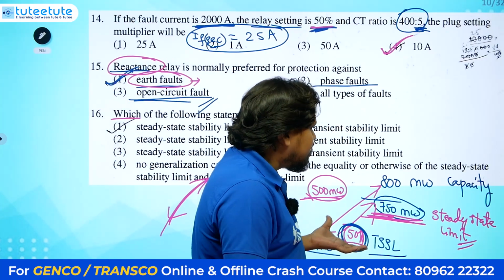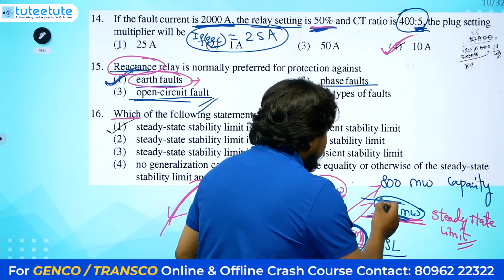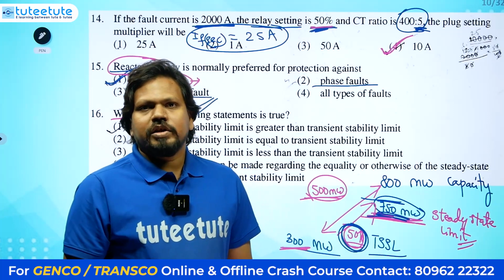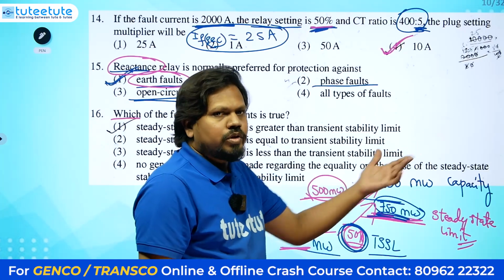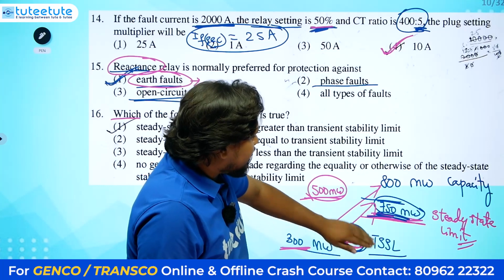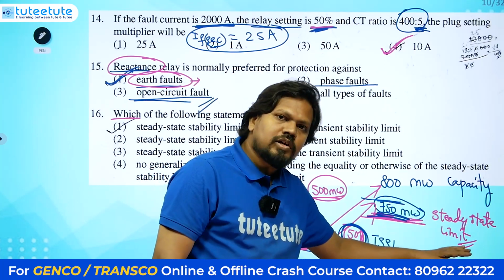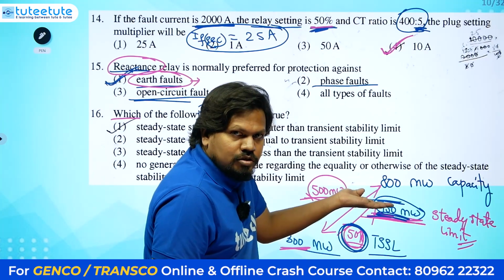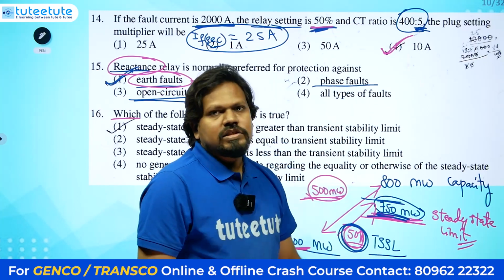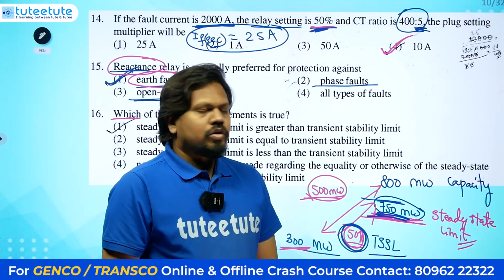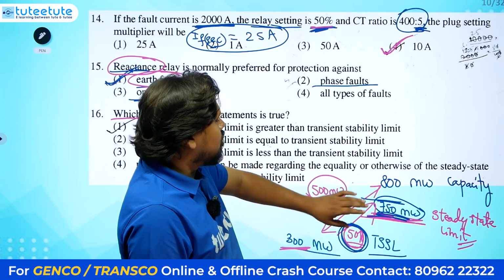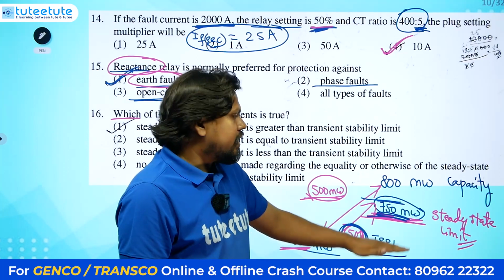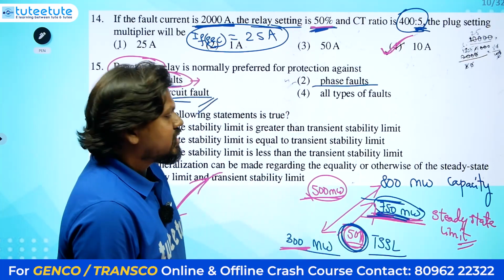Okay, what is steady state stability? You see, this much is the steady state stability for the generator, and transient state stability is a lesser value. So steady state stability is the maximum. But is there any possibility that transient state stability equals steady state stability? It's not possible, because if you increase the 450 at a time, it will directly go out of swinging. So the transient state stability should always be a very small value, and it has to be less than the steady state stability limit.